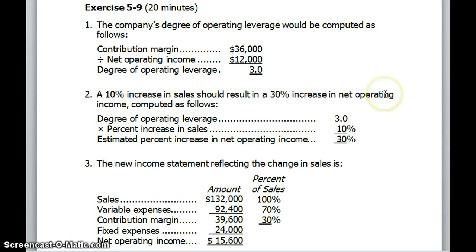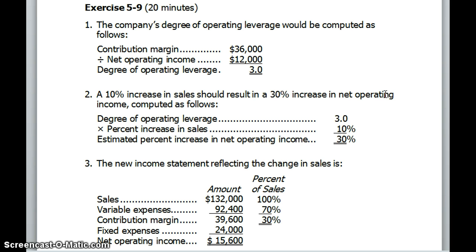We will now walk through the solution to exercise 5-9, which involves us computing and using the degree of operating leverage. In this problem, Anilco Company installs home theater systems. The company's most recent monthly contribution format income statement is given on page 215. Part 1 asks us to compute the company's degree of operating leverage.